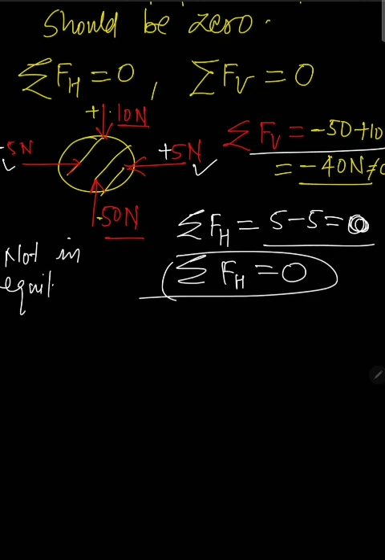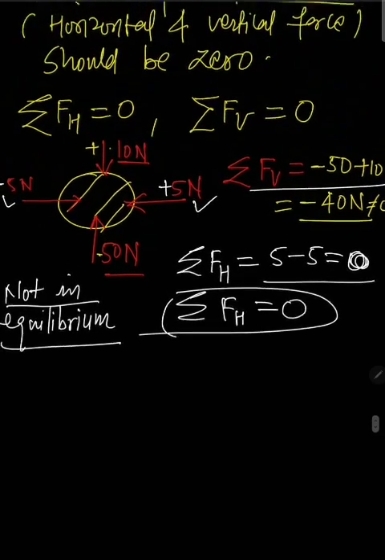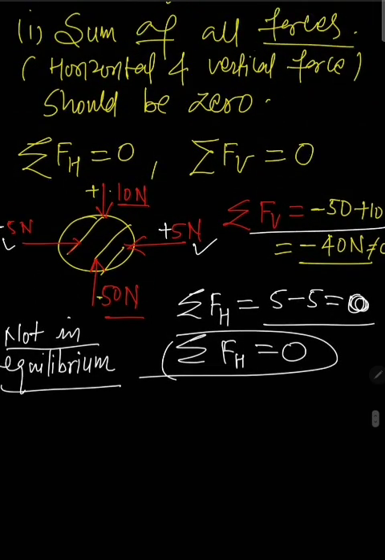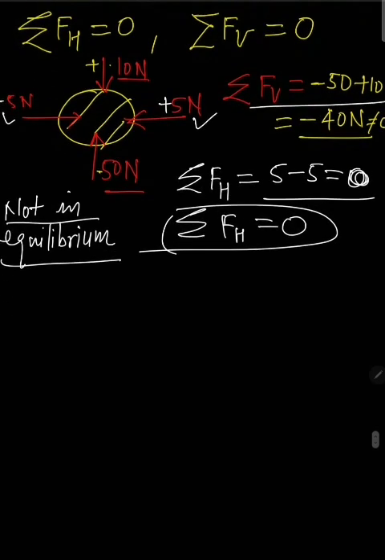Okay, for equilibrium the horizontal force as well as the vertical force should be 0. Means horizontally it should be in equilibrium and vertically also it should be in equilibrium. Okay, so the sum of horizontal forces is going to be 0 and the sum of vertical forces is also going to be 0. Then we can say that the object is in equilibrium. So this one is the first condition, the algebraic sum of all forces should be 0.